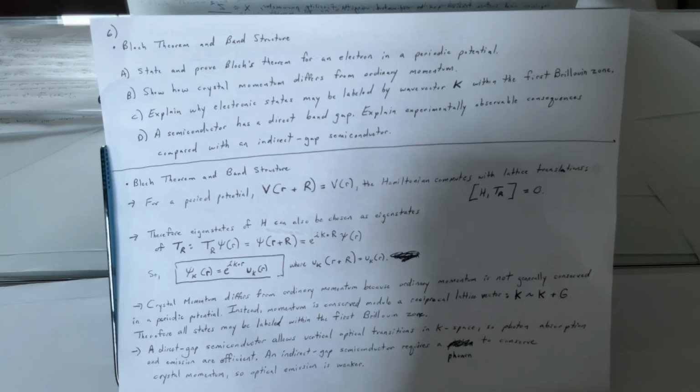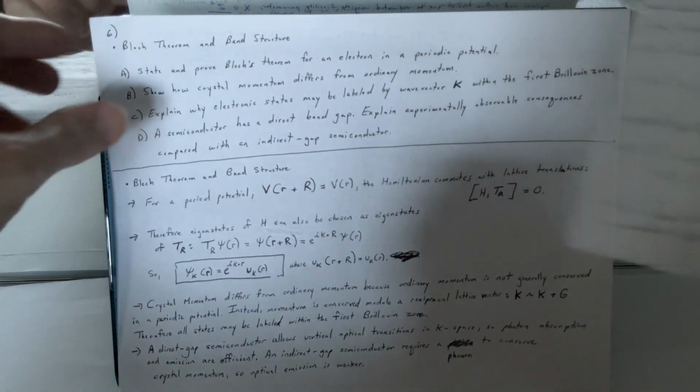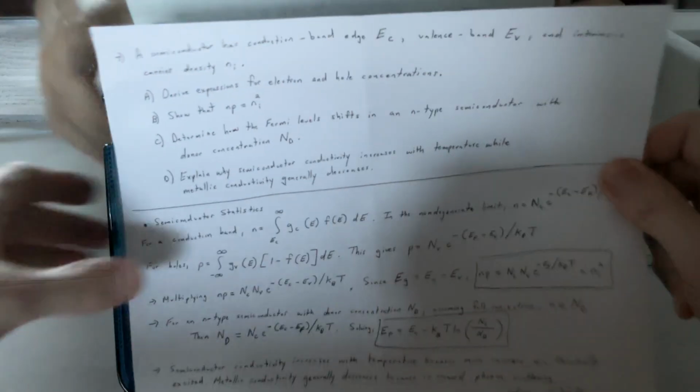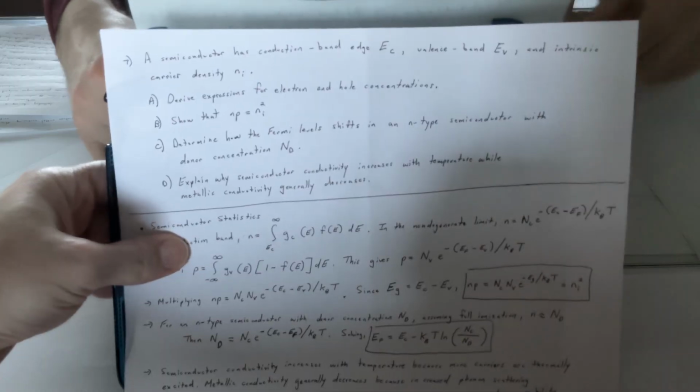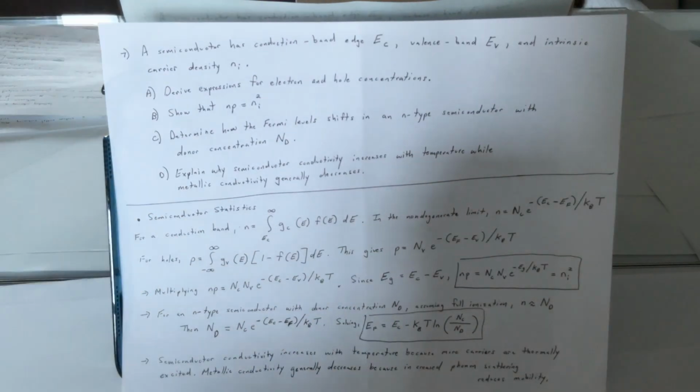Moving along now, that's for number 6. Let's move to number 7. Okay, so number 7. We have here a semiconductor with conduction band edge E_C, valence band E_V, and intrinsic carrier density n_i. Here are A, B, C, and D.